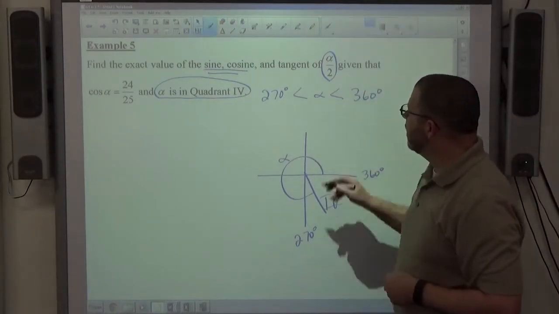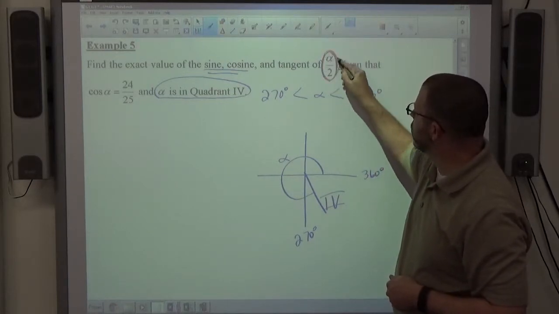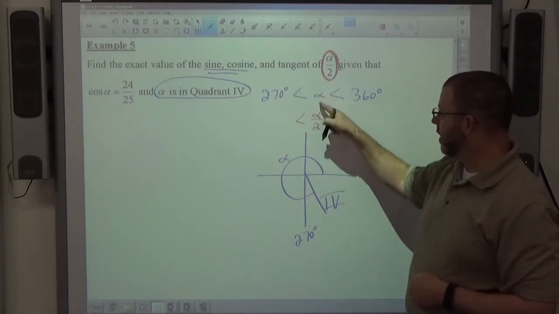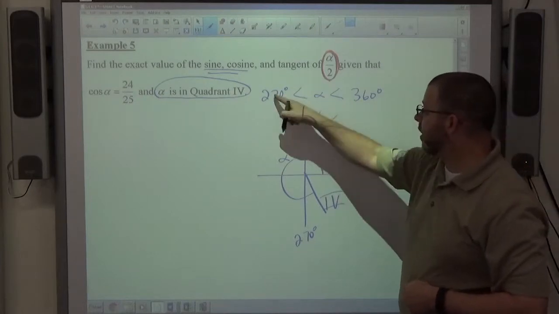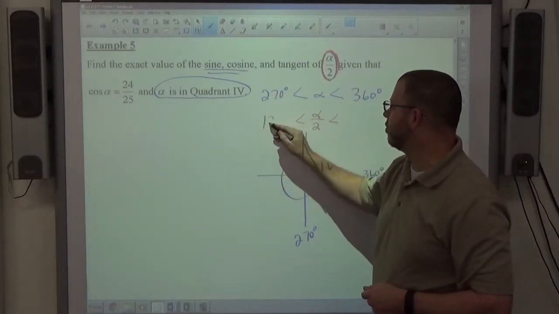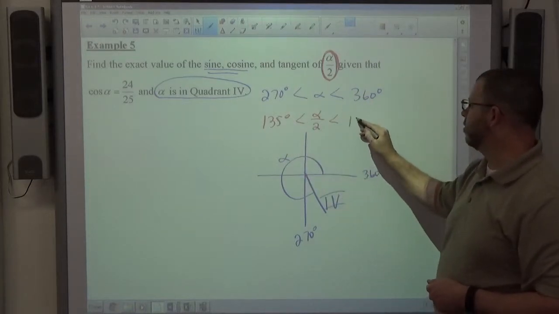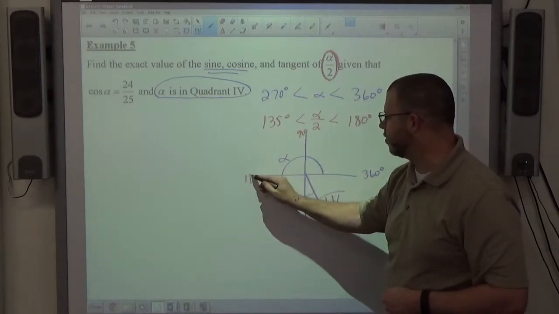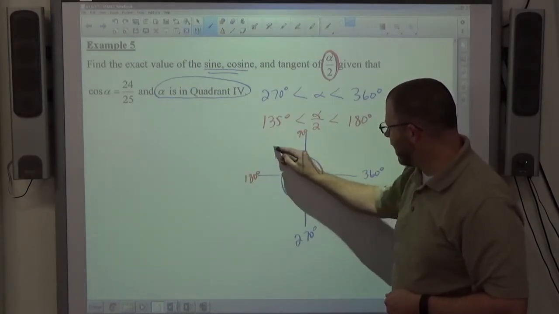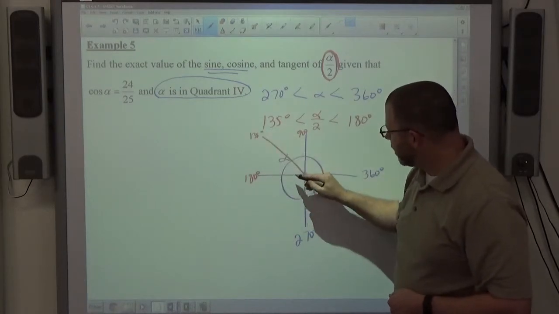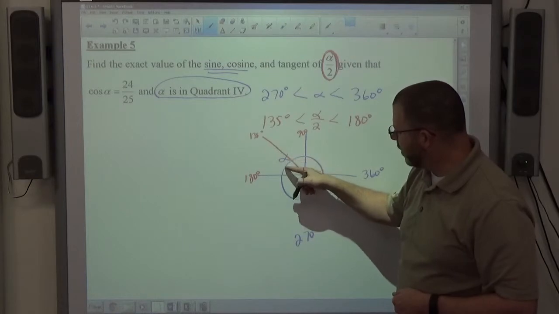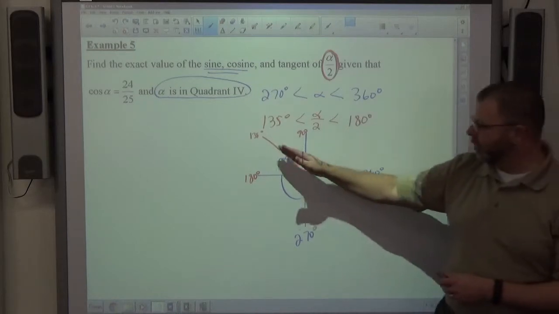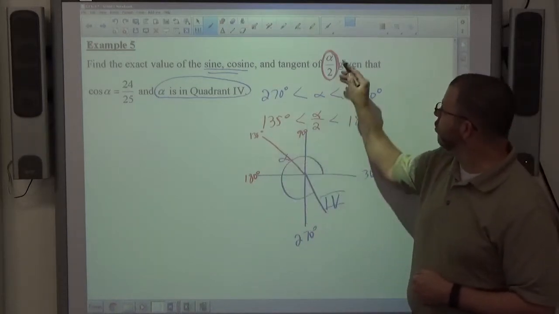Once you've done that, the angle we care about is alpha over 2. So if I want alpha over 2 in the middle, how did I do that? I divided by 2, right? So I want to divide everything by 2. So 270 divided by 2 is 135, and 360 divided by 2 is 180. And if we consider that this is 90 degrees straight up and this is 180 degrees straight left, 135 would be up kind of like this, that's 135 right there. They're telling me alpha over 2 has to be in between these two angles. So if alpha over 2 is between 135 and 180, that means alpha over 2 is going to be in quadrant 2.